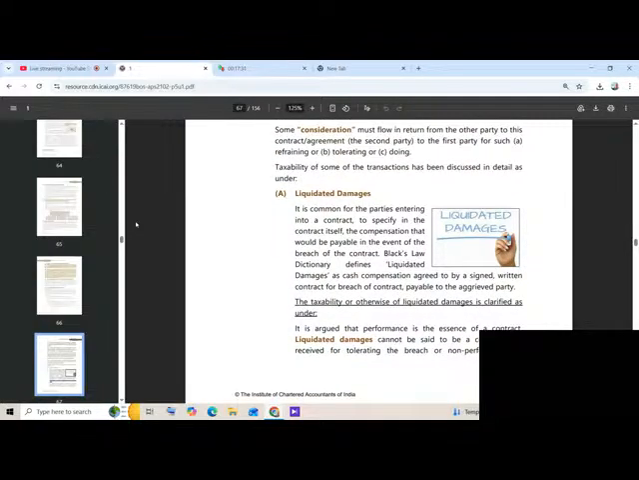Taxability of some of the transactions has been discussed in detail as under. Liquidated damages. It is common for the parties entering into a contract to specify in the contract itself the compensation that would be payable in the event of breach of contract. Liquidated damages has been defined as cash compensation agreed to by a signed written contract for breach of contract, payable to the aggrieved party. The taxability or otherwise of liquidated damages is clarified as under.